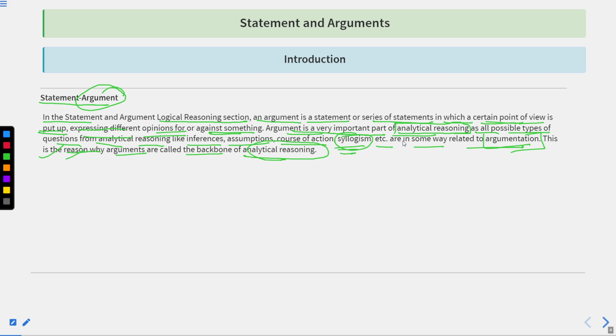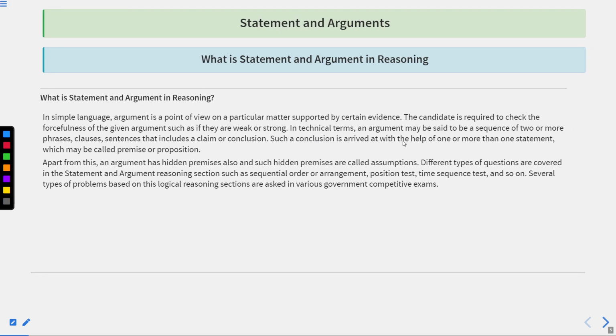So with this, let's try to understand what exactly statement and argument actually means. So what is statement and arguments in reasoning? What exactly is statement and argument? In simple language, argument is a point of view on a particular matter supported by certain evidence. So there will be a statement that is provided, and following it, there will be an argument. So that particularly we are talking about argument here. Then what is an argument? It is a point of view.